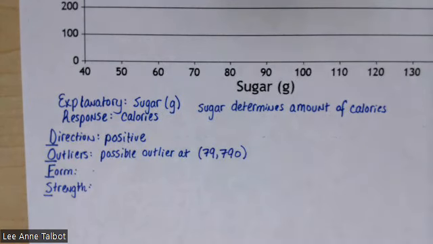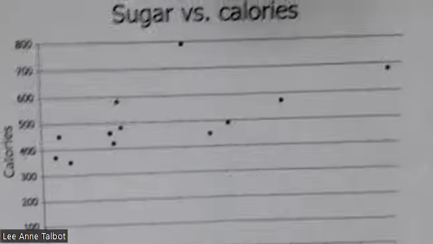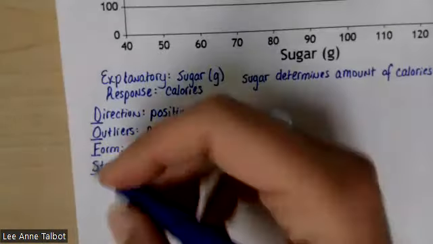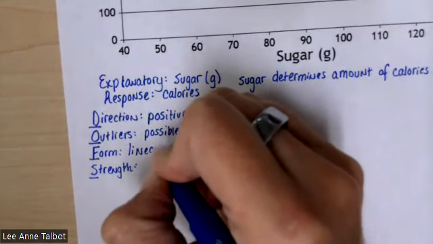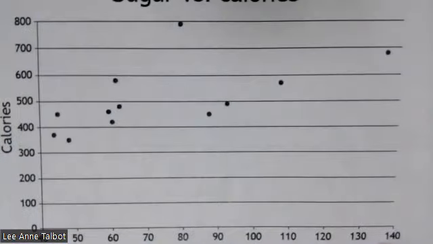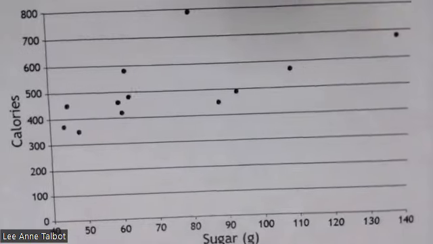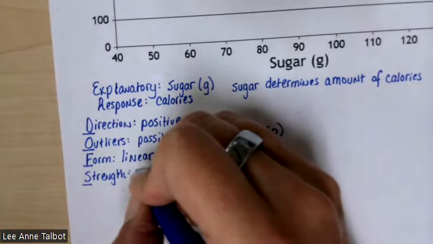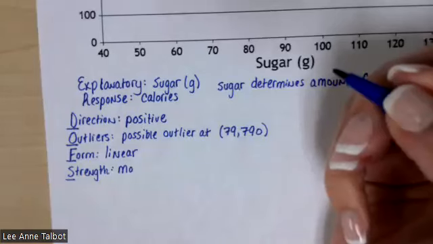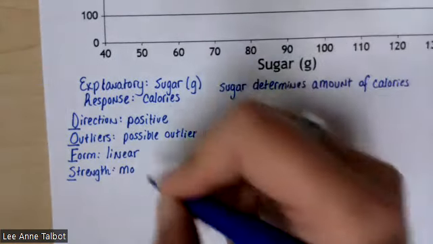Remember, in chapter 3, there's no way to tell if something's an outlier or not. You just put possible. There's no IQR rule or anything like that. Form. Just from your gut, does it look linear? Yeah. That's all you got right now. And strong, moderate, or weak? I would say moderate, just from looking at the picture, but I will spoiler alert for you.